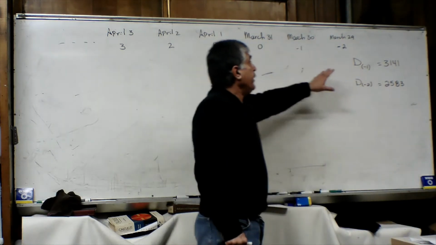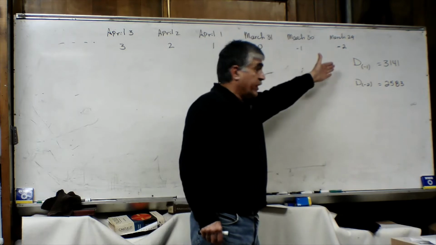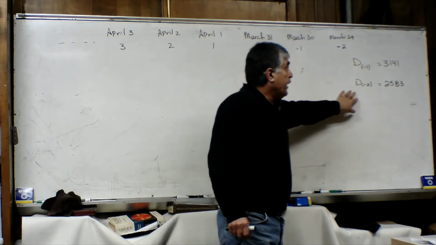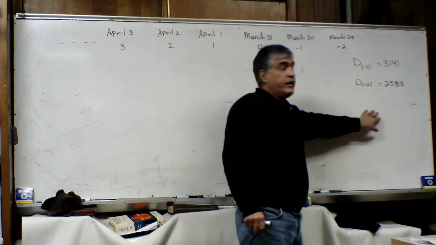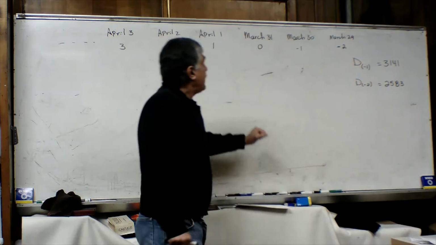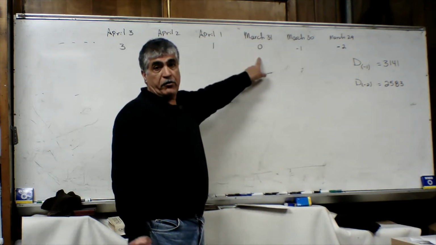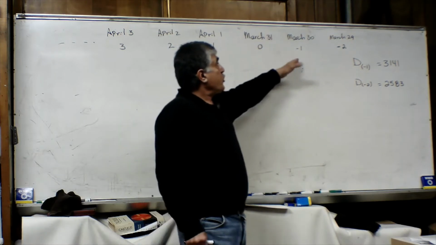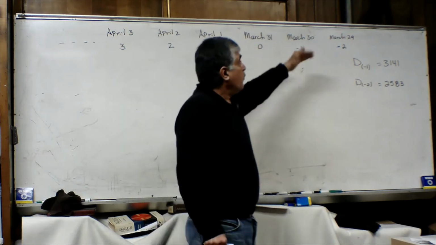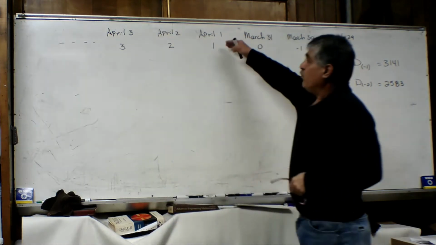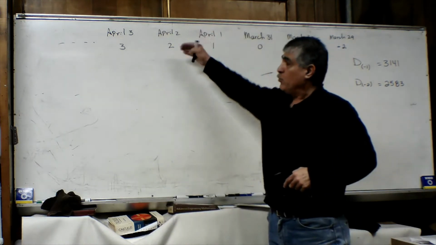by the end of yesterday, and the day before yesterday the death toll was 2583. So let's assume that March 31st, which is today, is 0, March 30 is -1, March 29 is -2, and April 1 is 1, April 2 is 2, and so on.